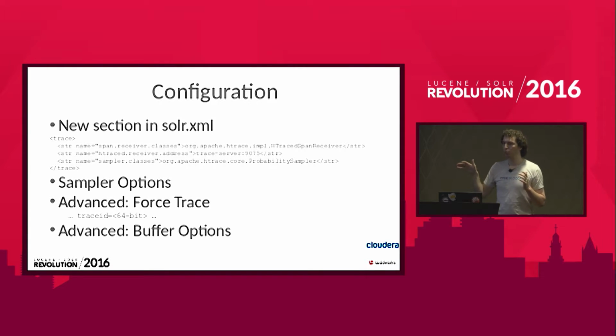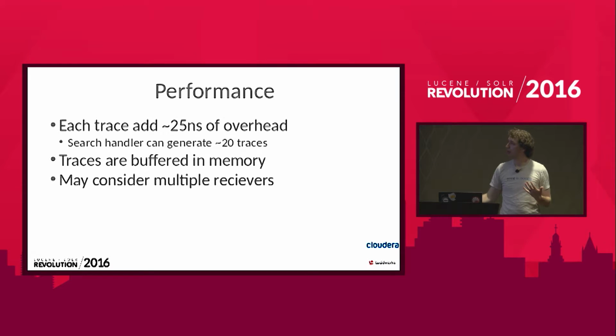Also, you might want to consider buffering options because these traces sit on the Solr server until they're ready to get collected. It's not a ton, but it is a little bit. So each trace, I hooked up a profiler to it, adds about 25 nanoseconds of overhead. And if you're out there thinking, well, 25 nanoseconds, that's like nothing. Why do I even care? If we do system.get milliseconds, I'm not even going to notice that.